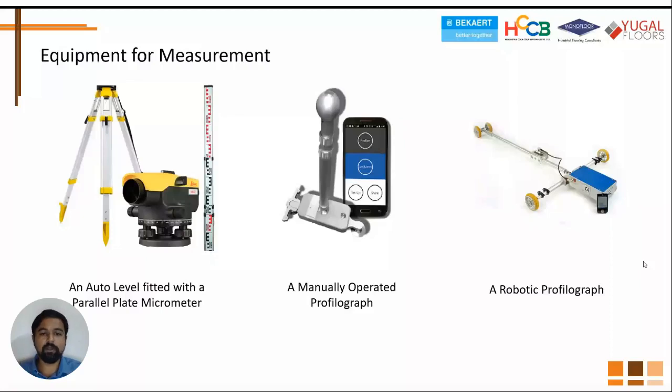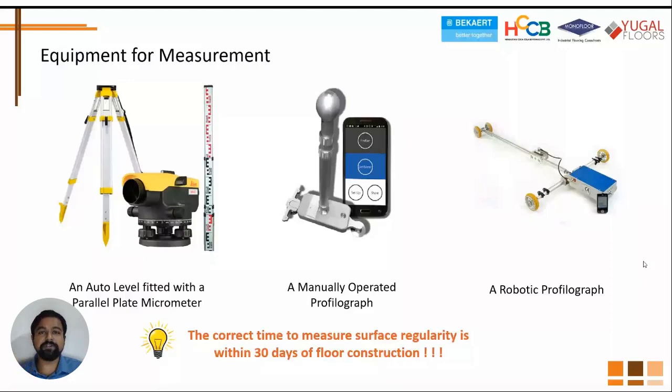So moving on, the correct time to measure surface regularity is within 30 days after construction of the floor. This is necessitated by most of the international guidelines because that's the time when a flooring contractor moves out of the site, and you can deal with the liability related issues by that time. So that's how it works.